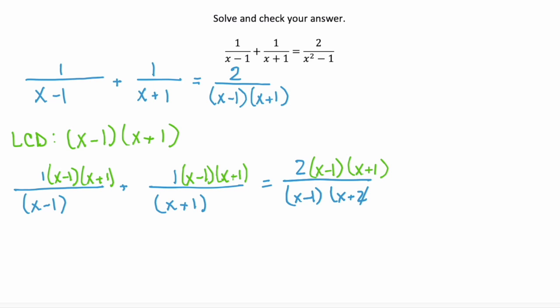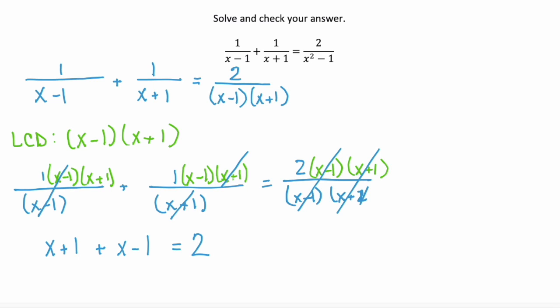Now you want to look at each of these and see what can be simplified. The very first term, x minus 1, gets simplified. Remember, that simplifies to 1, so that first term becomes just x plus 1. And the second term, the x plus 1, simplifies out, and we're left with x minus 1. And the very last term, the x minus 1 and the x plus 1, simplify out, and we're left with a 2.